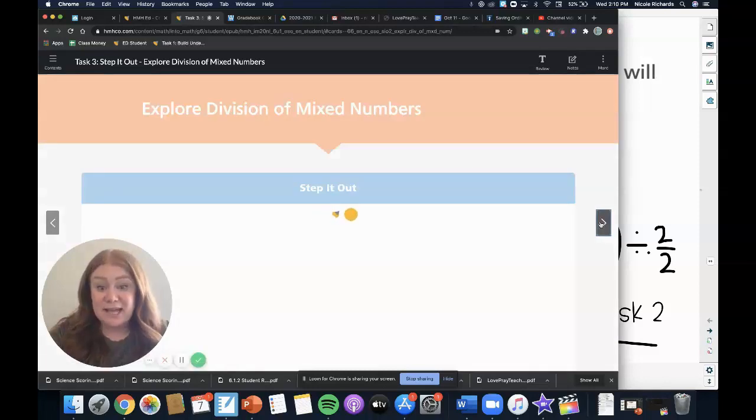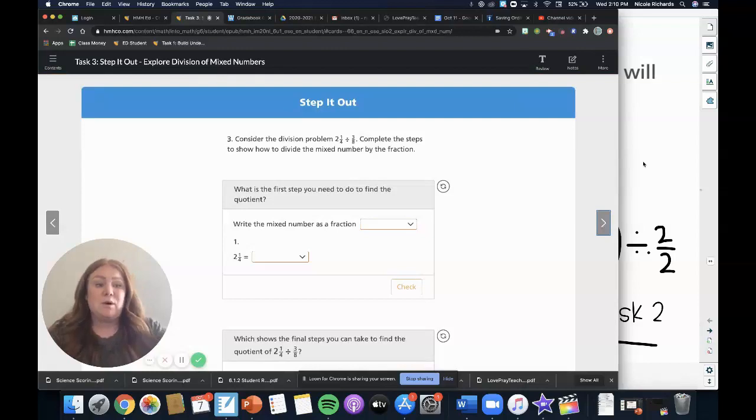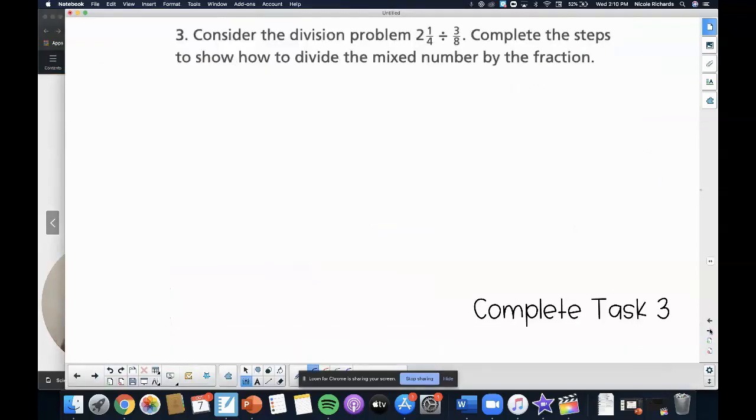Okay, let's look at task number 3. So we're going to look at the problem first on your paper. We're going to try this all out. Then you should have all the answers you need to go back and answer your task.